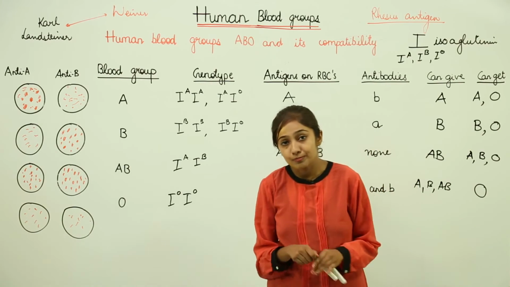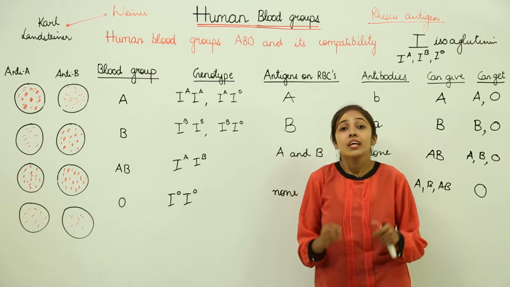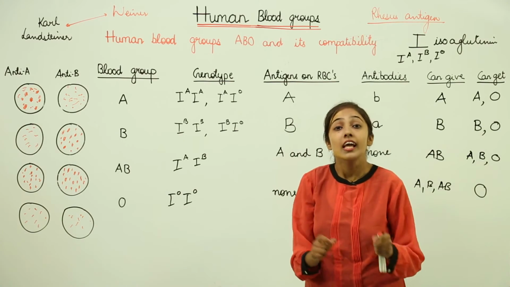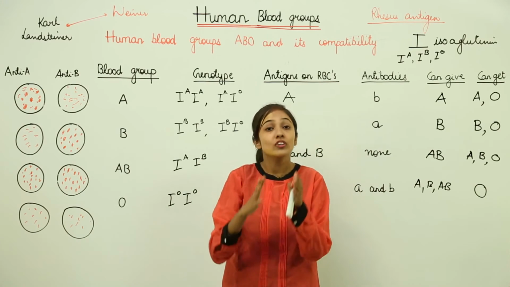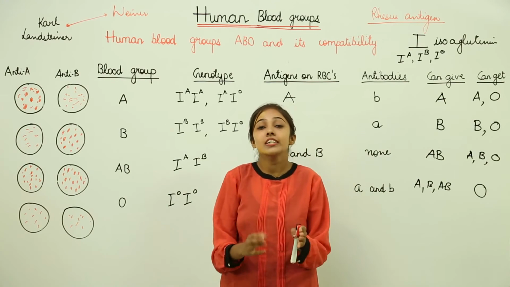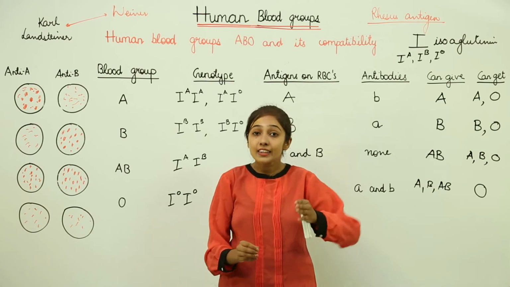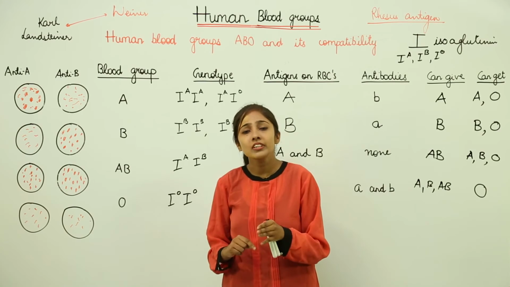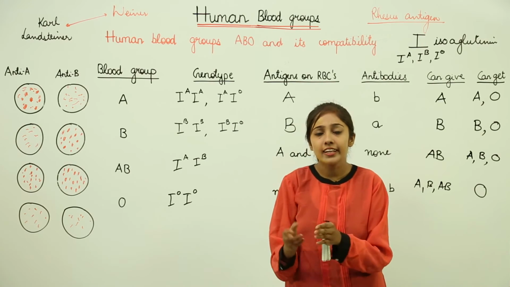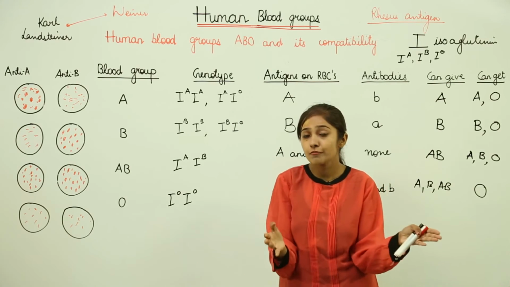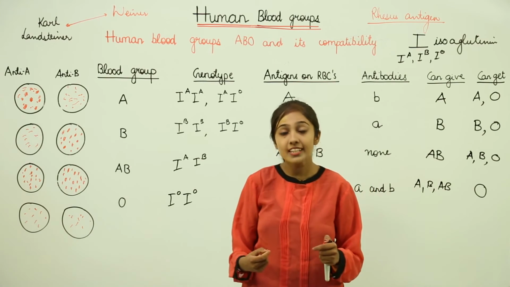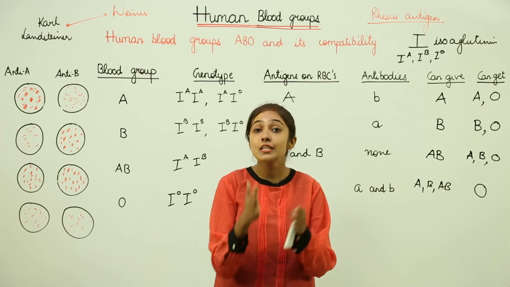Now what happens if a blood transfusion is going to be done? If the patient is Rh negative and the blood from the donor is Rh positive, what is going to happen? The Rh negative blood is going to get mixed with Rh positive blood, so there is going to be the production of antibodies.